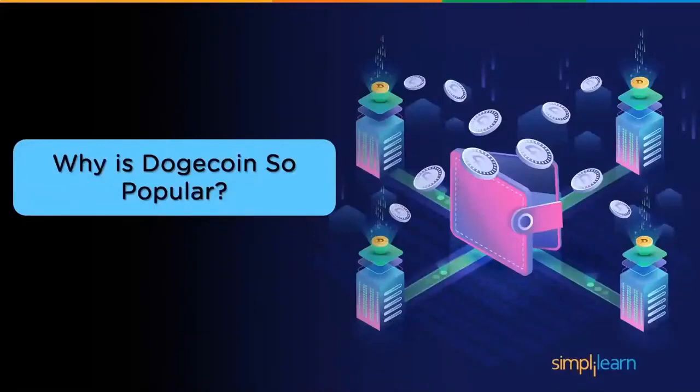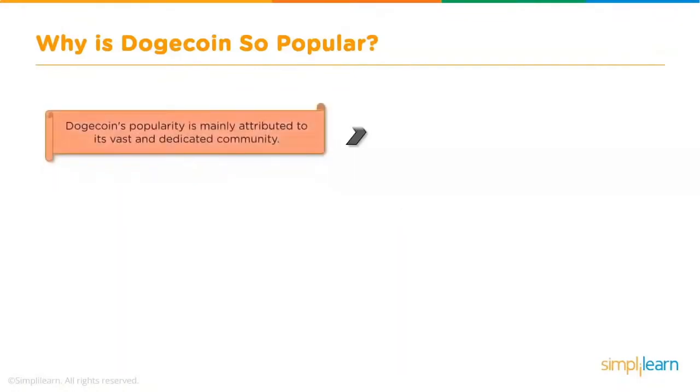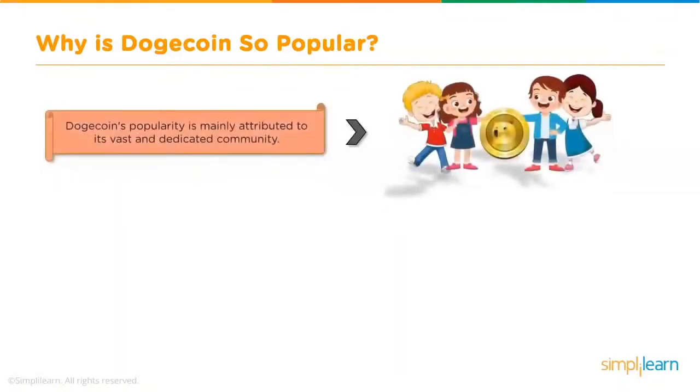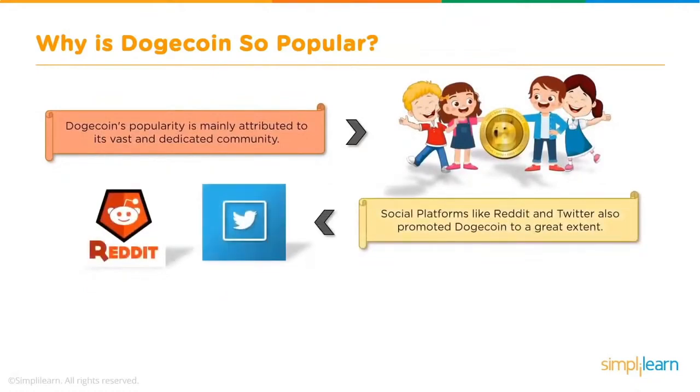This makes me wonder, why is Dogecoin so popular? Despite being in tough competition with other strong cryptocurrencies like Bitcoin, Dogecoin has never missed an opportunity to be in the limelight. Dogecoin's popularity is mainly attributed to its vast and dedicated community. Other than that, social platforms like Reddit and Twitter also promoted Dogecoin to a great extent due to its fun factor and the whole joke story behind it.